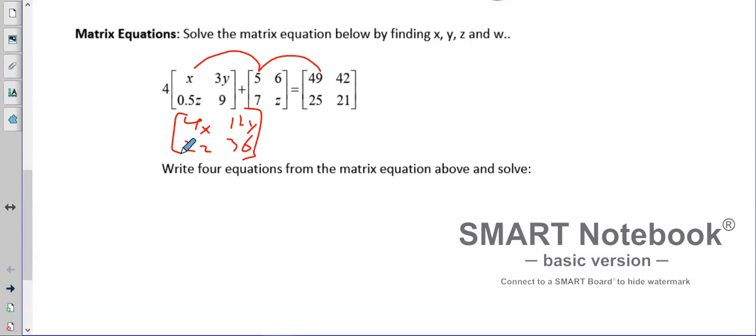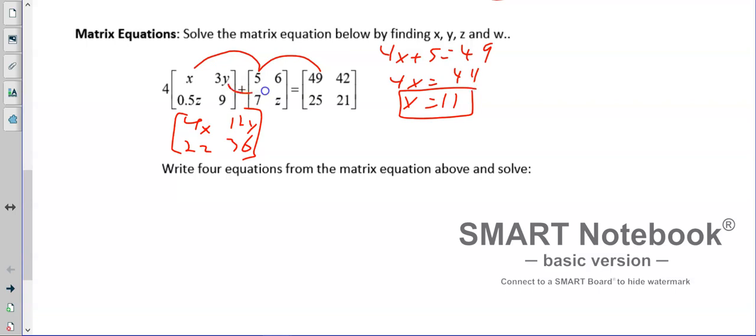And now we're just going to make a statement. 4x plus 5, because the x goes with the 5, right? So 4x plus 5 equals 49. And now we just solve. We'll get back to the matrix in a minute. So we're going to subtract 5. So that's 4x equals 44. Divide by 4. X is 11. So we found our first variable. All right.